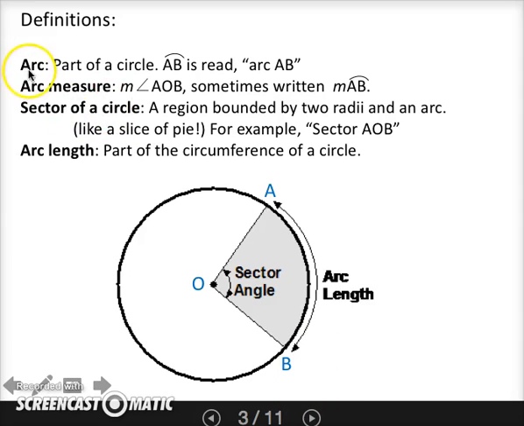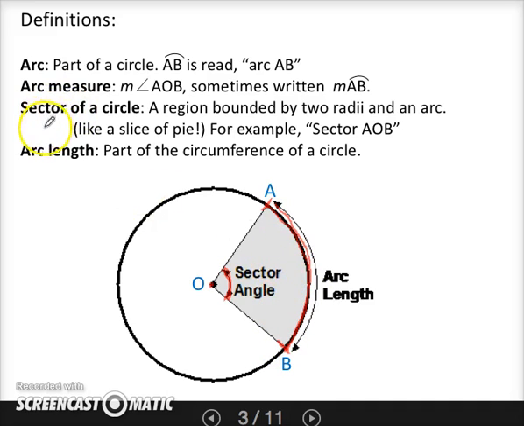An arc is part of a circle. We write this symbolically sometimes as arc AB, so AB with a curved line over it. An arc measure is the measure of an angle. It's the angle that we would have to make in the center of a circle in order to define this arc, which is part of the circle.